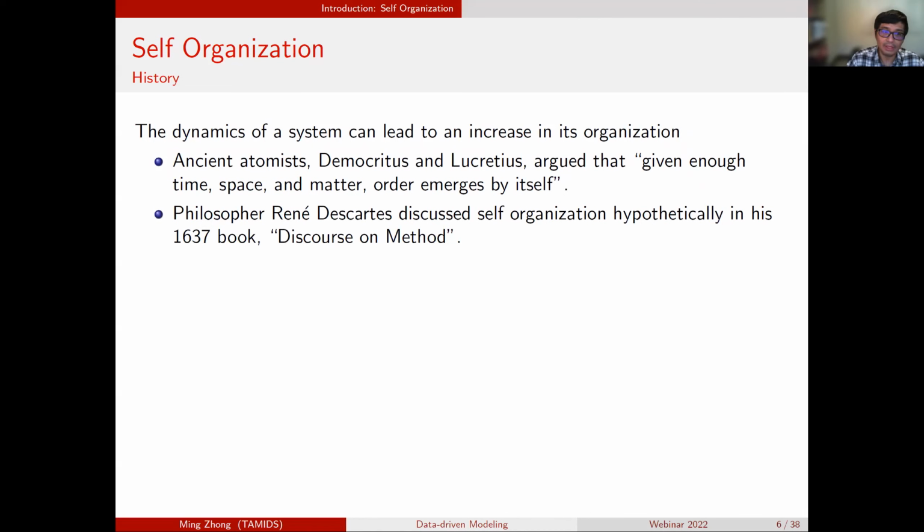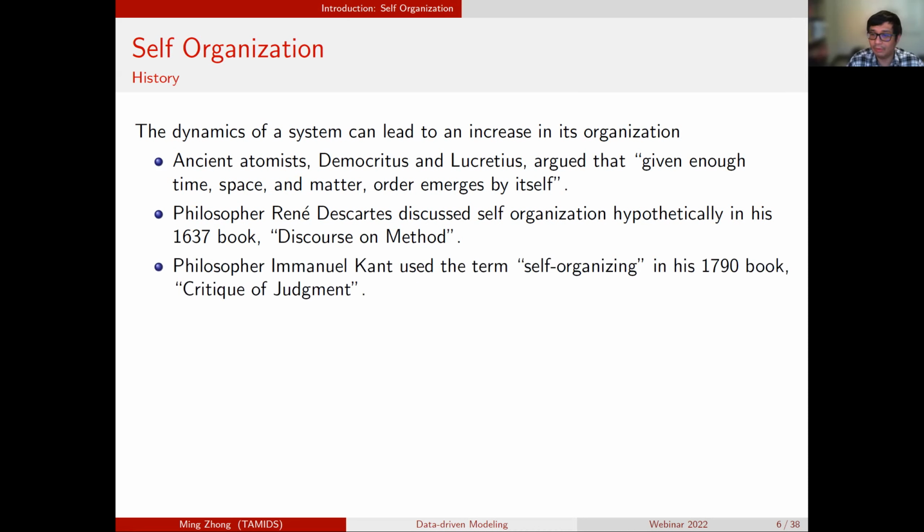Okay, and then in this 1637 book, self-organization as an idea first appeared, and they actually used the term self-organizing in the 1790 books. But before all of these, mainly people just talked about self-organization as a philosophical concept. It's just that through observations, you can see that happening in the natural world, that some kind of global order would always appear, but people didn't understand that from the mathematical point of view, and they tried to explain that.